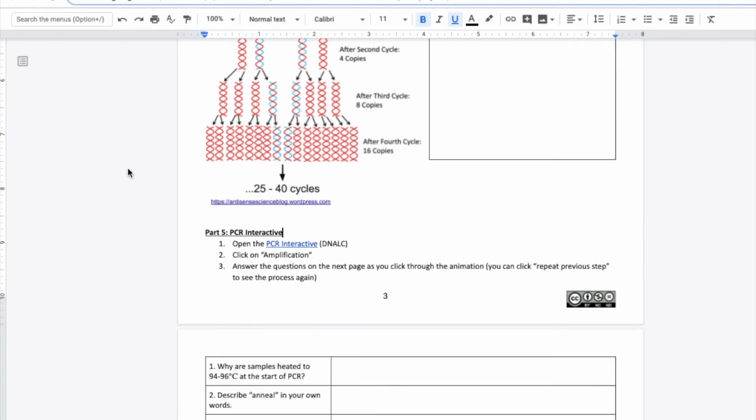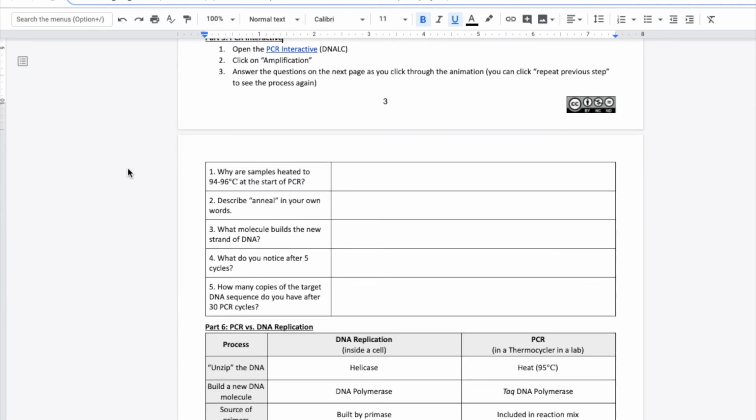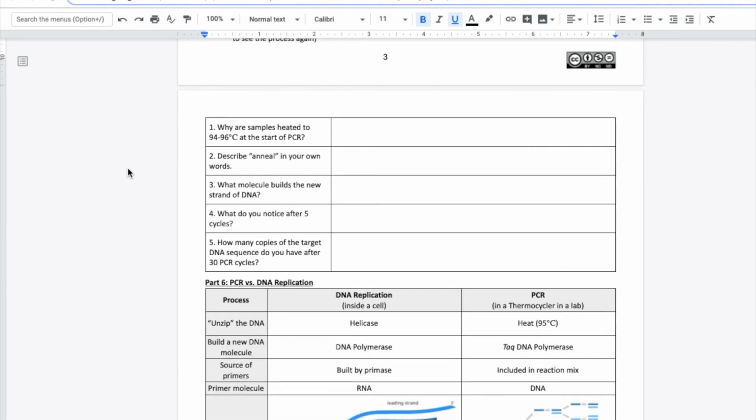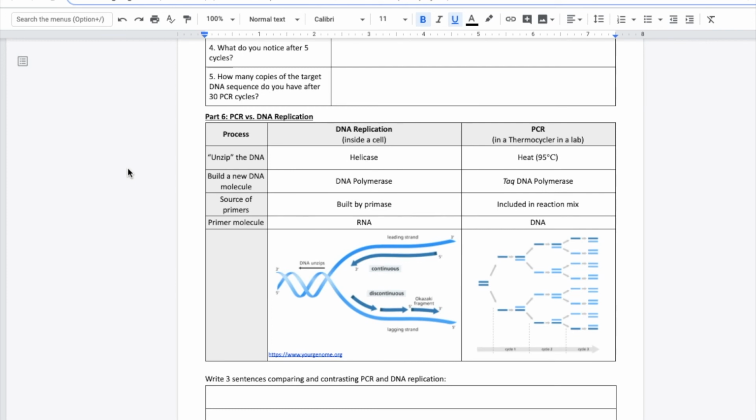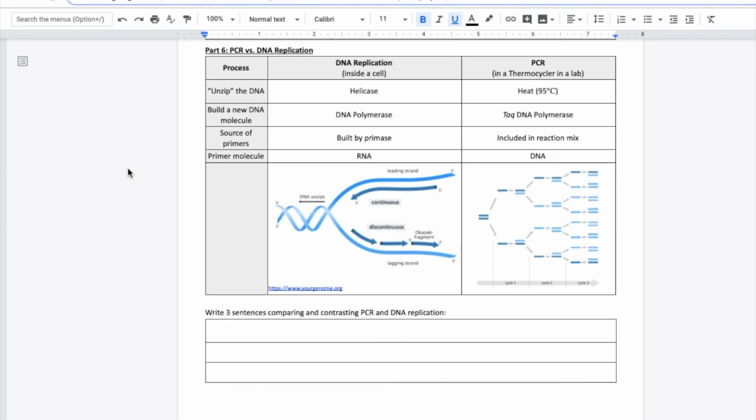Finally, students consider the similarities and differences between the natural process of DNA replication that happens inside a cell and PCR, which is conducted in a lab using a piece of equipment called a thermocycler.